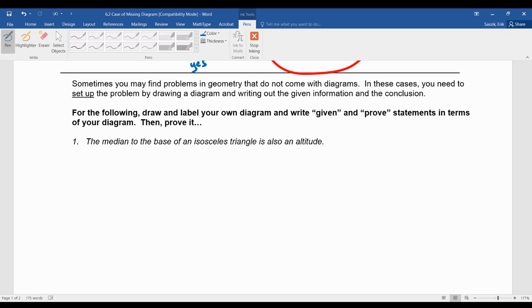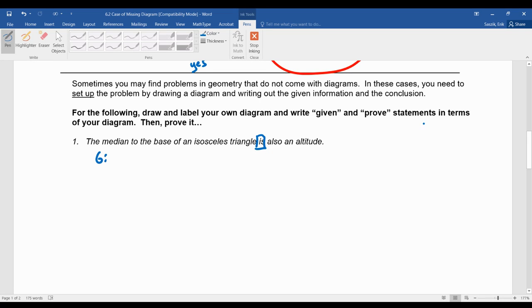This is for the following: draw and label your own diagram and write given proof statements, and so on. Now, the next thing I'm going to say, you probably never thought you'd hear about in math class. The median to the base of an isosceles triangle is also an altitude. Where's the verb? Boom. Right there. Everything before the verb is the given, right? And everything after is the prove.